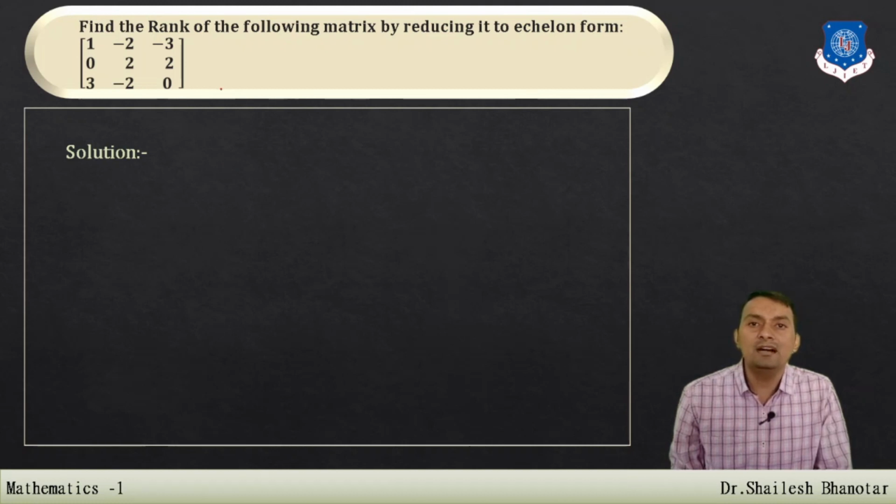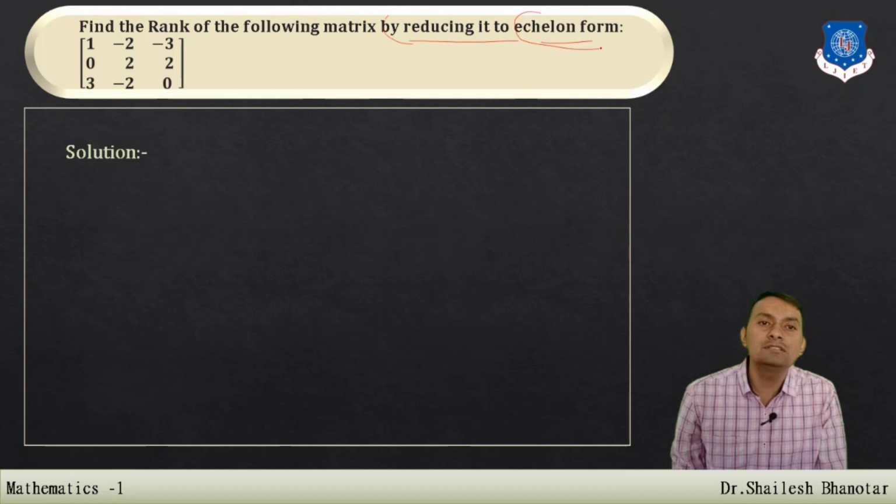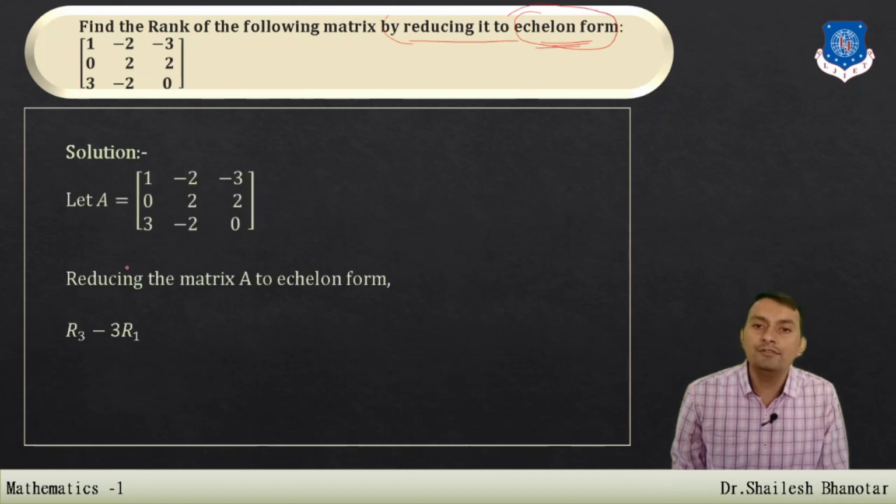So let us understand another question. Find the rank of the matrix by reducing it to row echelon form. That means first what we have to do? We have to convert it to row echelon form. So the first leading entry is 1, and below that I want to make 0. This is 0, but below there is not 0. That means I have to use this operation, and applying it I just got it.